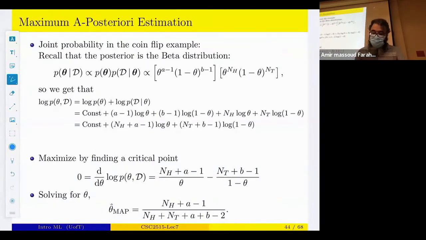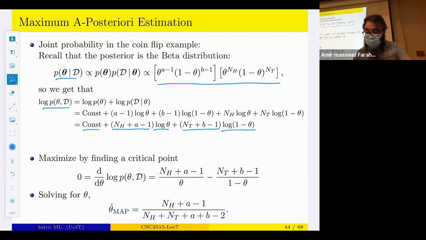And we can do this calculation for our coin flip example. So P of theta conditioned on D would be proportional to this term. The log of it, you can verify, would become some constant plus this term times log of theta plus this other term times log of 1 minus theta. We take the derivative with respect to theta, set it equal to 0, and if we solve it, we get a value like this.